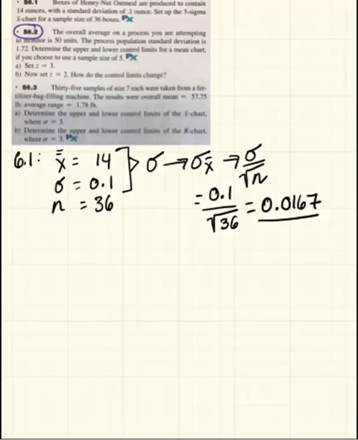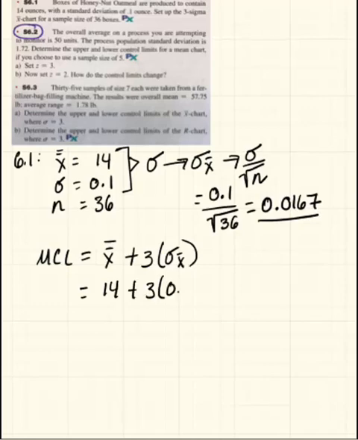And so this should give us a sample standard deviation of 0.0167. So now we create our upper control limits by using our x double bar plus 3 times the standard deviation of the sample. So we've got our x double bar at 14 plus 3 times 0.0167, which should give us about 14 plus 0.05, which is 14.05 ounces for our upper control limit.